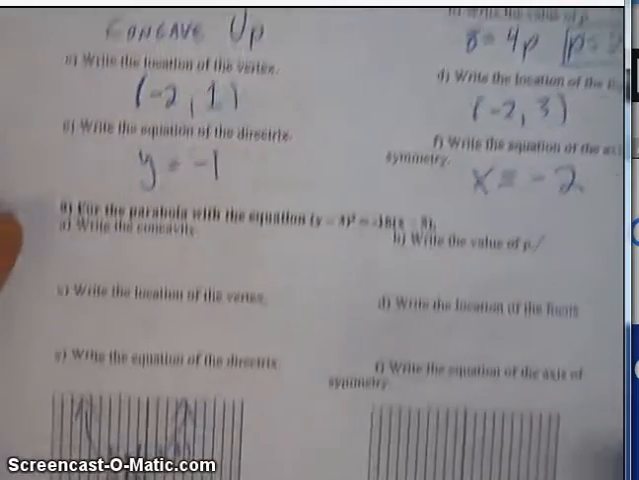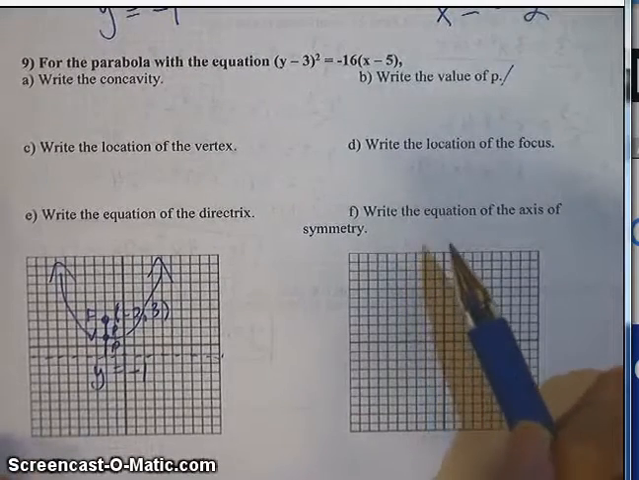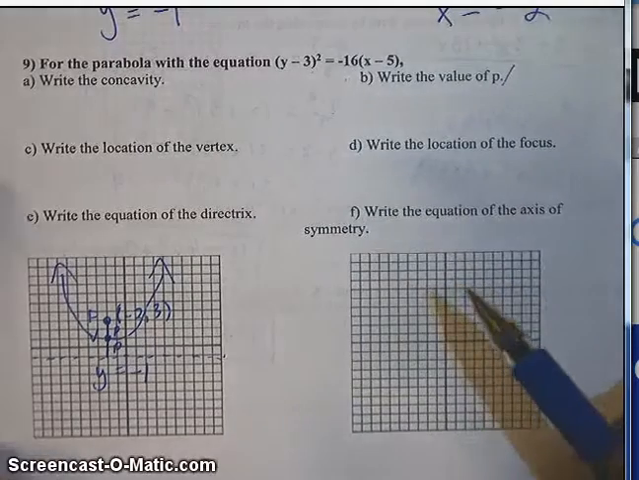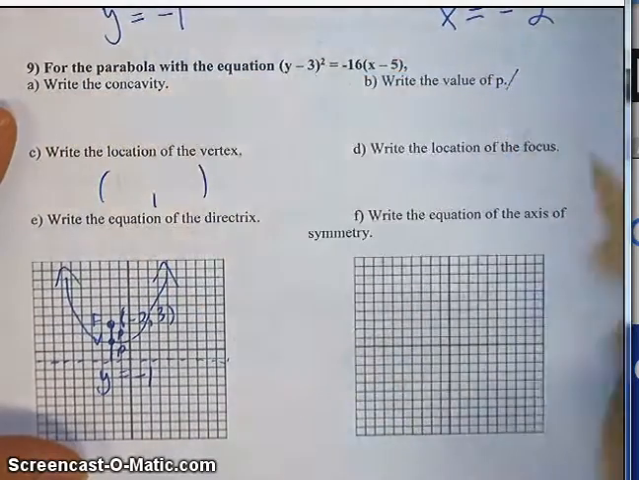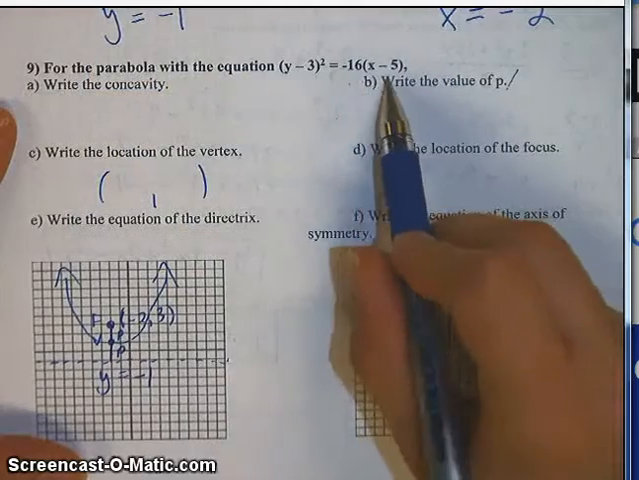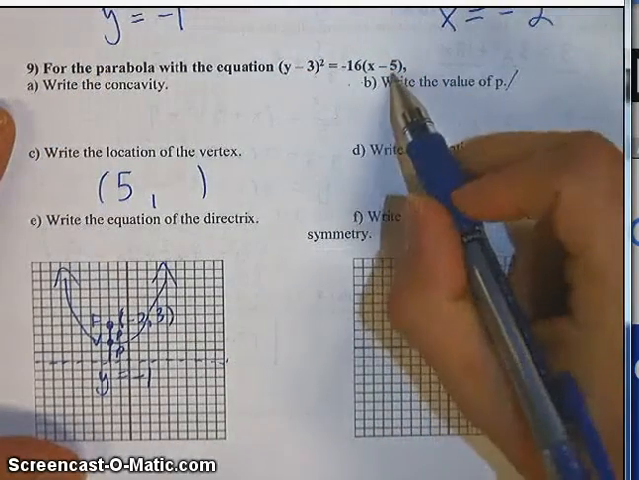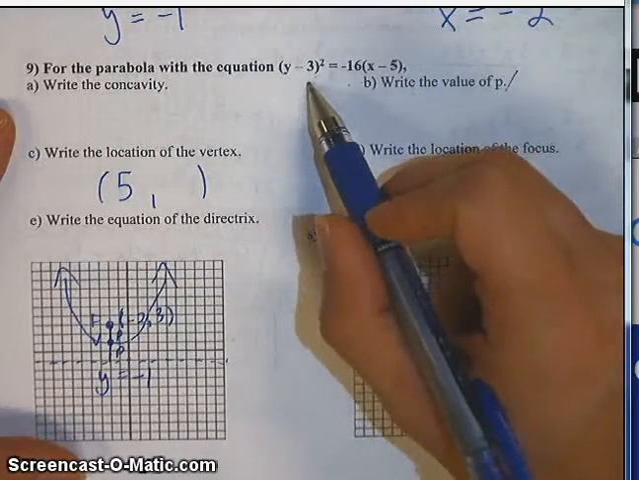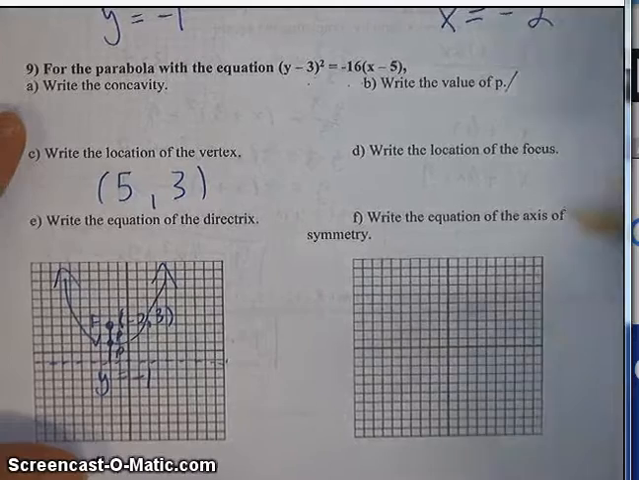All right, let's talk about number 9. Different parabola. This time it's going to be a y squared: (y − 3)² = −16(x − 5). So I like to start with the vertex, since it's given to us. The vertex x coordinate is going to be +5, since it's counterintuitive inside parentheses, and the y coordinate is going to be +3.